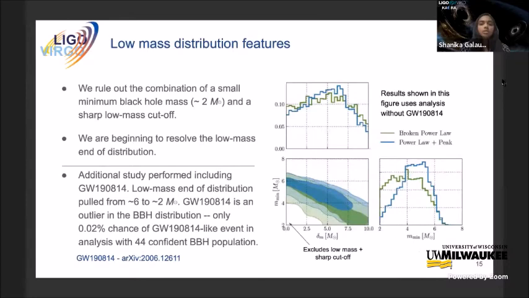So let's look at our low mass distribution features a bit more closely. The plot on the right shows some analyses with and without GW190814. GW190814 was an event that had a 23 solar mass black hole and a 2.6 solar mass lighter object. It may be a black hole, it may be a neutron star. I'm just indicating here that this doesn't include that event because it's not a confident binary black hole.